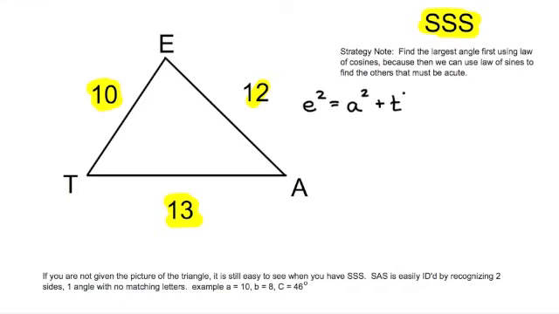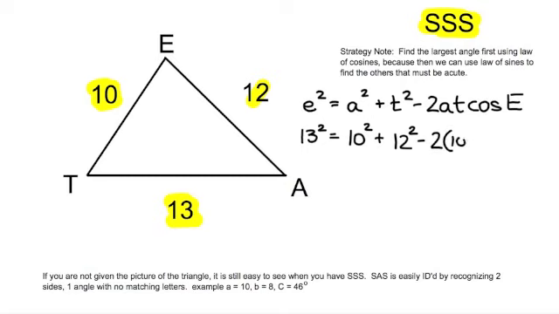So we set it up. Little e squared equals a squared plus t squared minus 2at cosine of E. What we're solving for is big E. We know little e, it's 13. We know little a, that's 10. We know little t, that's 12. Minus 2 times 10 times 12 times the cosine of E. So we only have the one variable, that's the angle E, the big E. We're going to solve for that. We're going to isolate that variable.